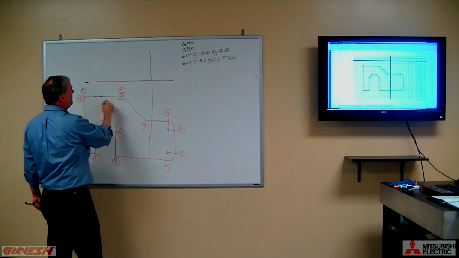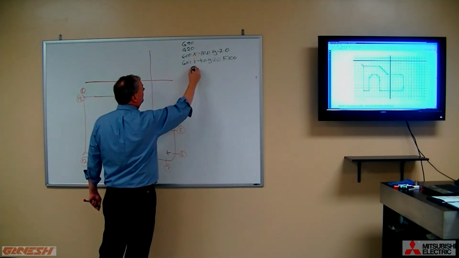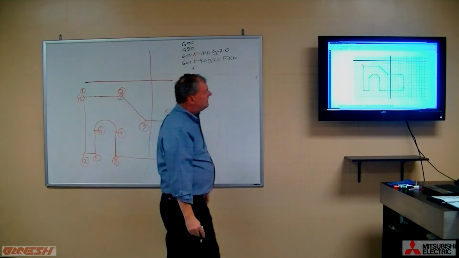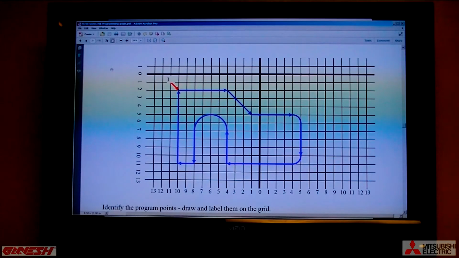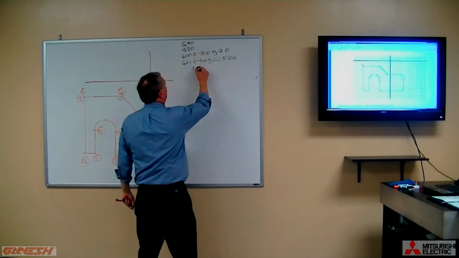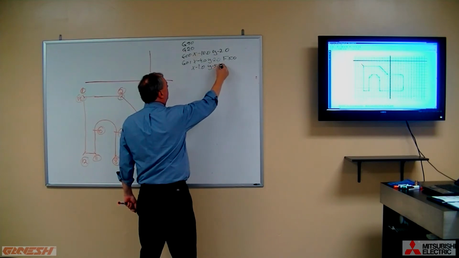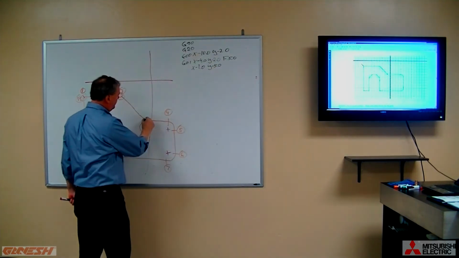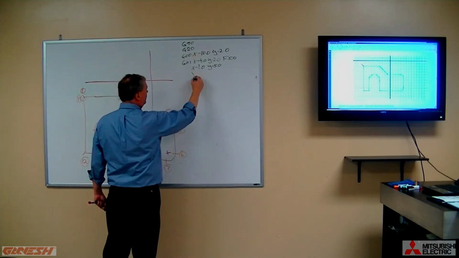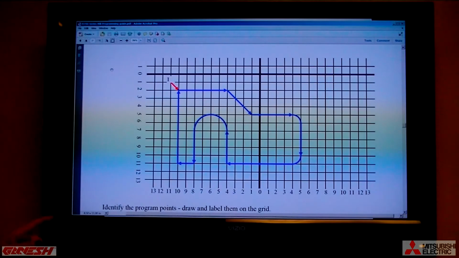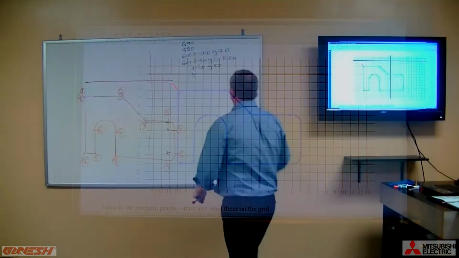We've started here with a rapid, now we've gone here. Now we're going to go to point number 3, and we're going to say X minus 1, Y minus 5. So now we're sitting here. Now we want to get over to point 4. So that is X, now we're on the plus side, right? So we're at X plus 4, Y minus 5.